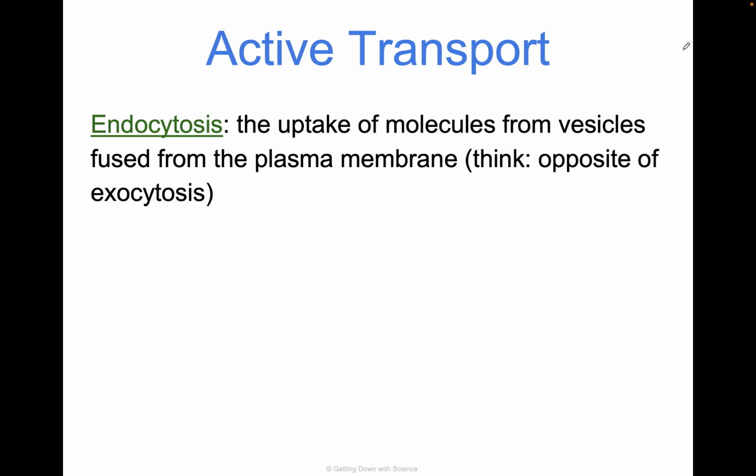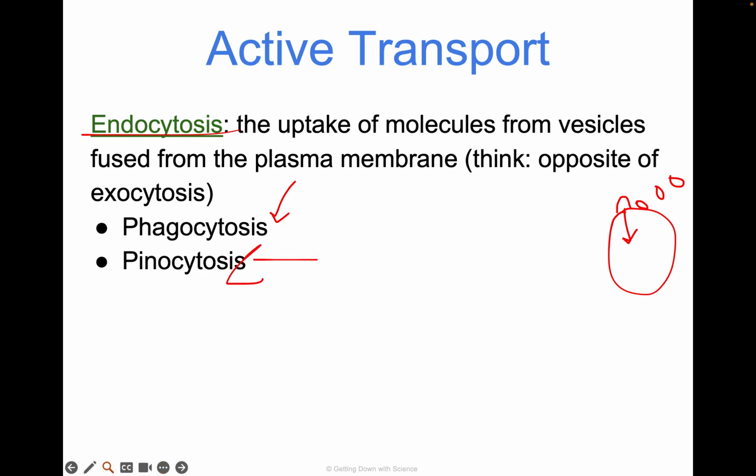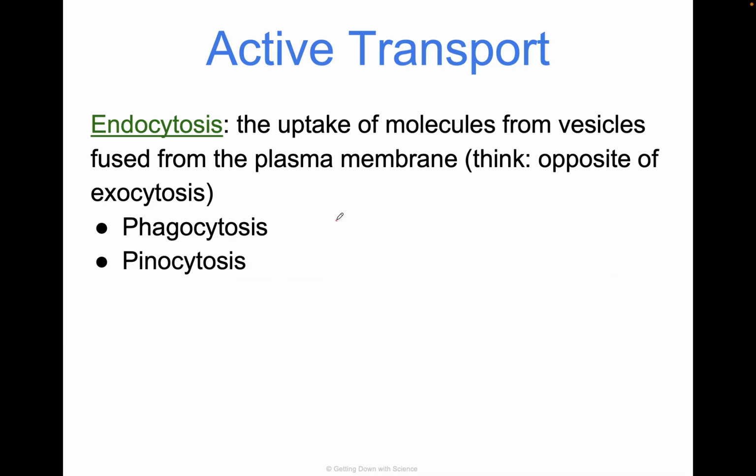Endocytosis is the opposite. It's an uptake of molecules from vesicles fused to the plasma membrane. So there's something on the outside, and it's going to come in and hang out on the membrane, and then it's going to fuse, and then all the stuff's going to get dumped inside. Phagocytosis and pinocytosis are two types of endocytosis. This is essentially like eating and drinking, right? Eating and drinking.